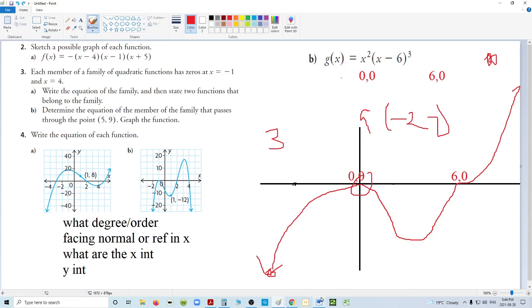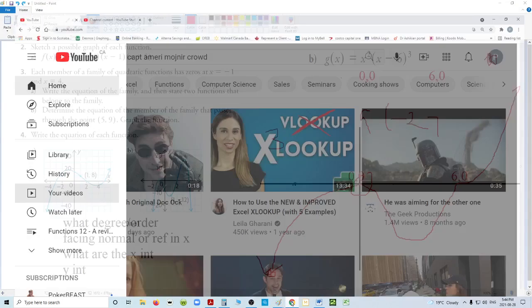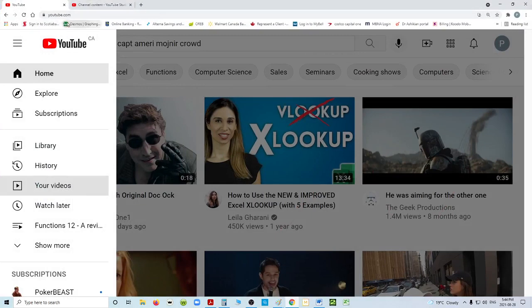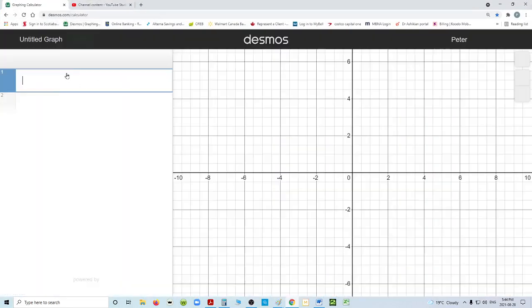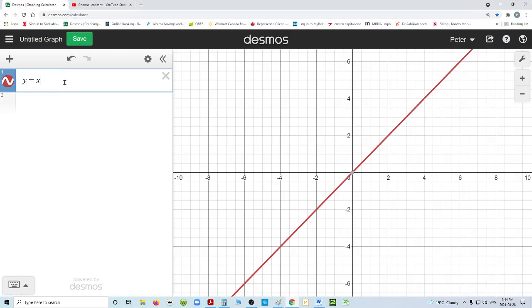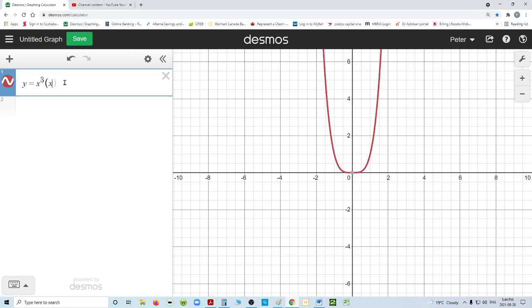There's other tricks later on. For instance, you're going to learn how to figure out the turning point here. But that's a good example. And then, of course, always just go to your Desmos and put it in there if you want, just to verify your work.